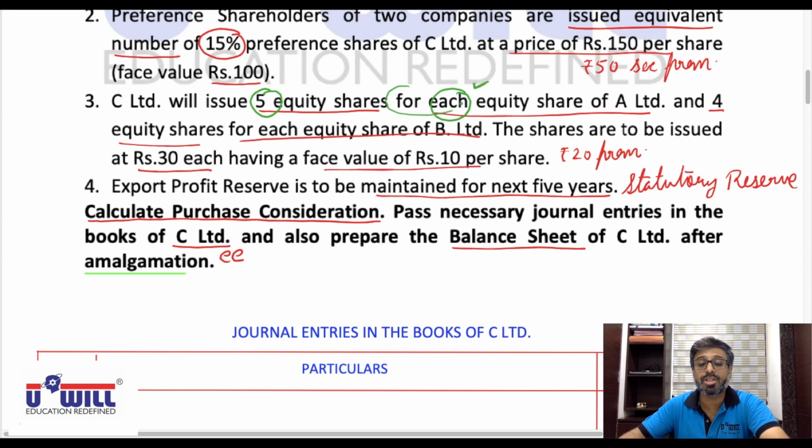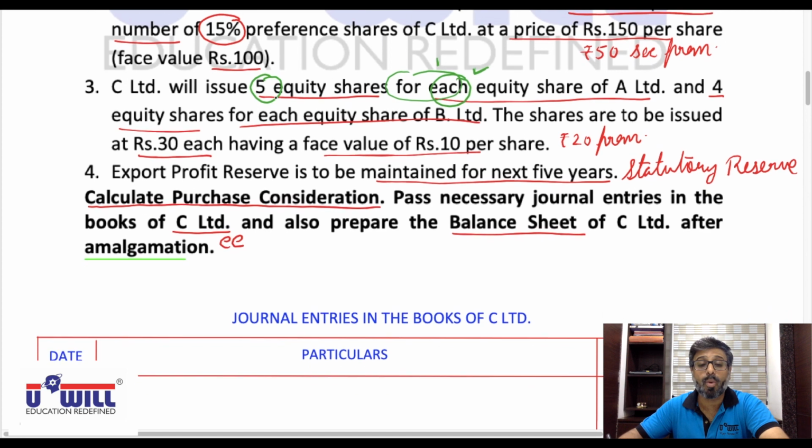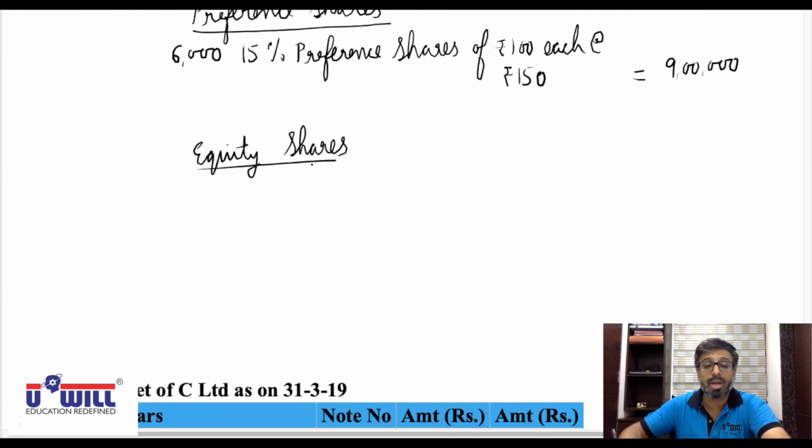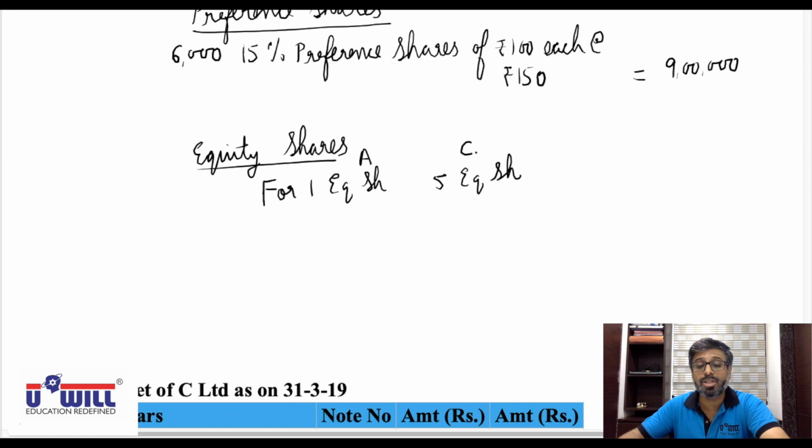For each equity share means for one equity share. In the new company you will get 5 equity shares. So make these columns. For one equity share of A Limited they are going to give 5 equity shares of C Limited.